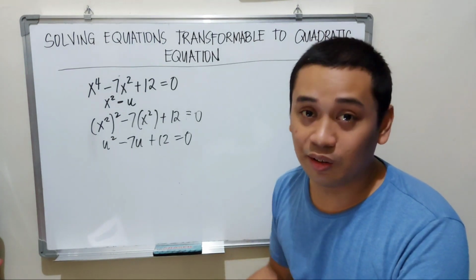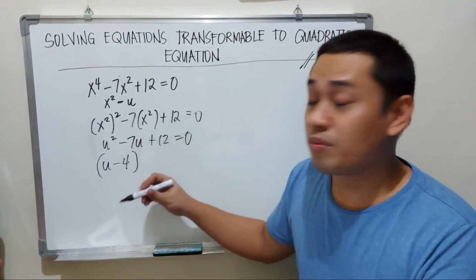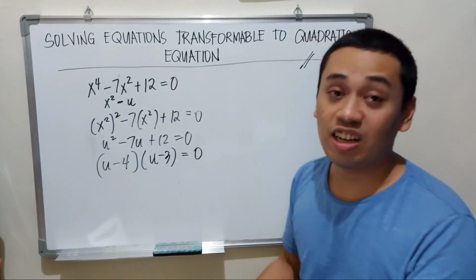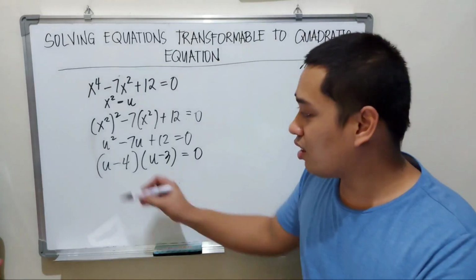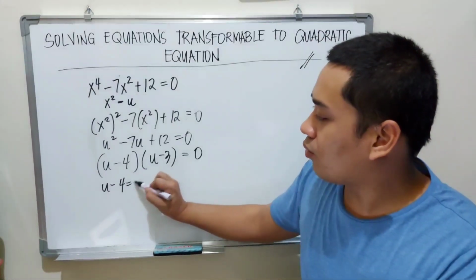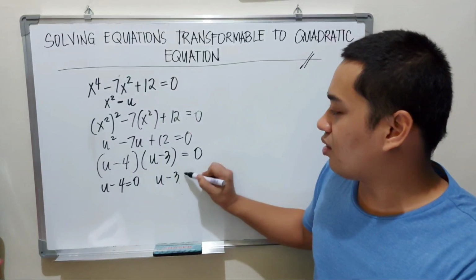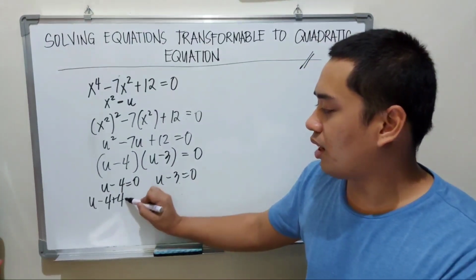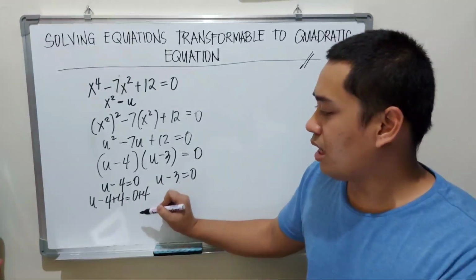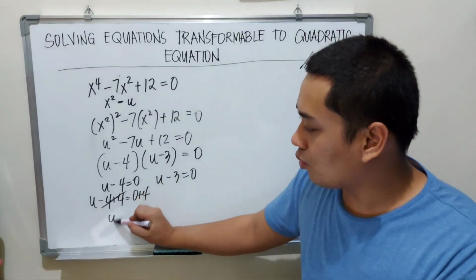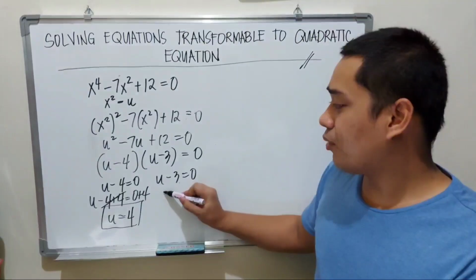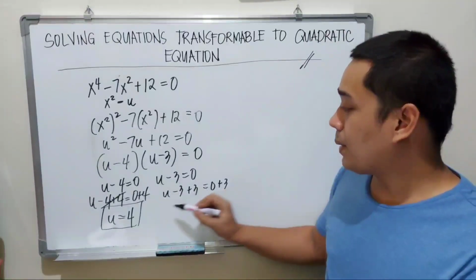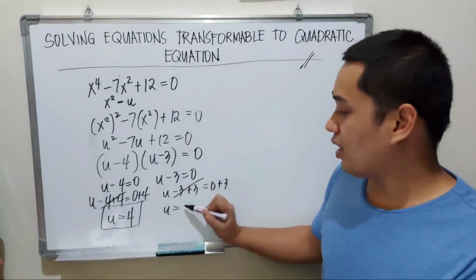Solving the value of the zeros in terms of u, we have u minus 4 and u minus 3 upon factoring the trinomial. Then, equating it to 0, we have u minus 4 equals 0 and u minus 3 equals 0. U minus 4 plus 4 equals 0 plus 4 will give us the answer of u equals 4. Here we have u minus 3 plus 3 equals 0 plus 3. Cancel this out. U is equal to 3.